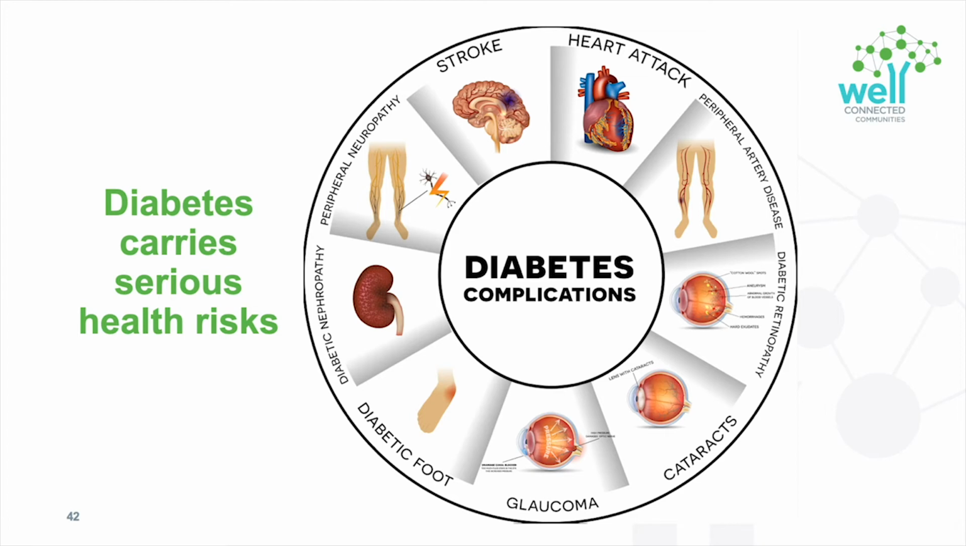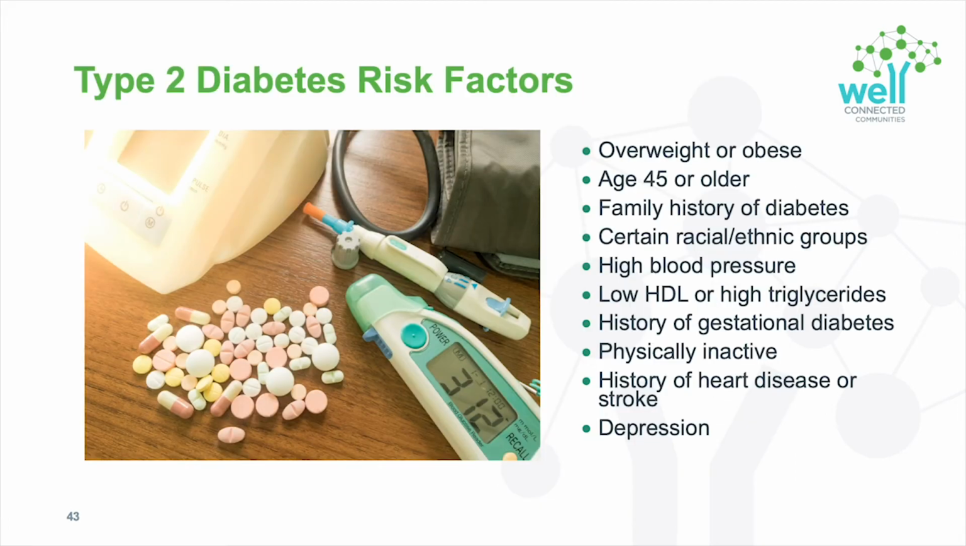The list of diabetes risk factors is long and includes several factors we've already discussed today. You are more likely to develop type 2 diabetes if you are overweight or obese, age 45 and older, or have a family history of diabetes. You're more likely to develop type 2 diabetes if you are African American, Alaskan Native, American Indian, Asian American, Hispanic or Latino, a Native Hawaiian, or a Pacific Islander.